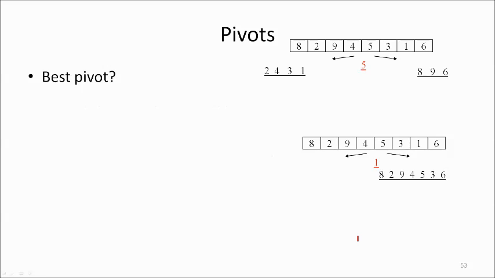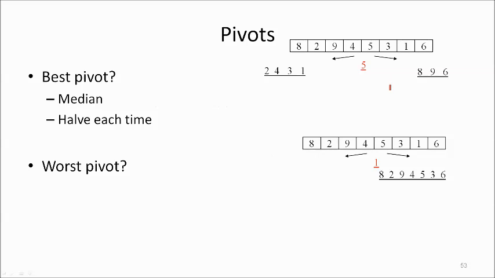Okay, as you can see here, what is the best pivot? In the given data set here, or elements, 8, 2, 9, 4, 5, 3, 1, 6, 5 is the best pivot because 5 can divide them equally. Okay? So here, it could be the median or half each time.